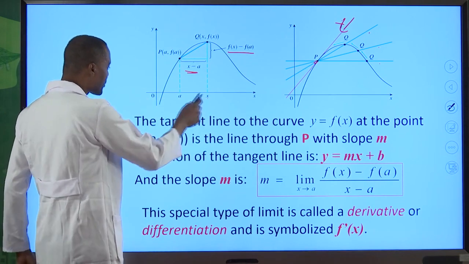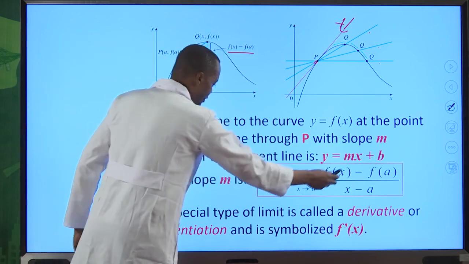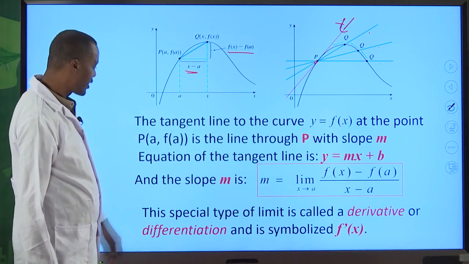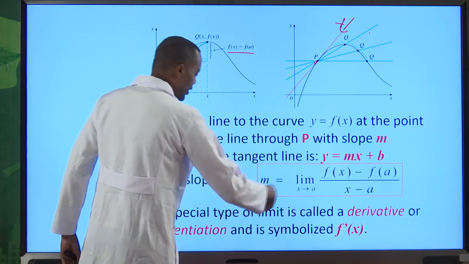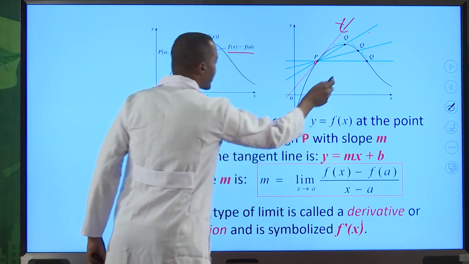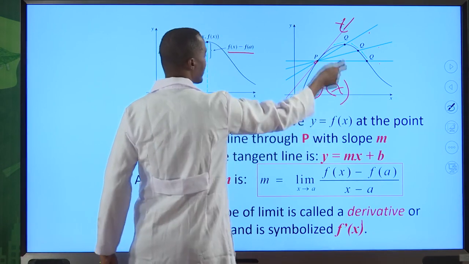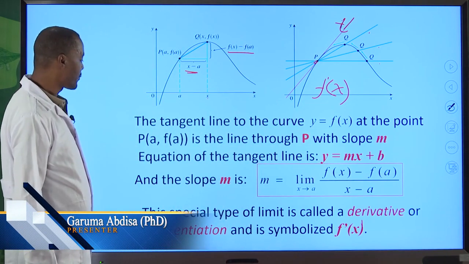And when x approaches a, meaning when we move Q towards P, it becomes a tangent line, and the slope of that tangent line is termed the derivative or the differentiation, and it's symbolized by f prime of x. When you write f prime of x, it is pronounced as f derivative of x. That is the derivative of the function.